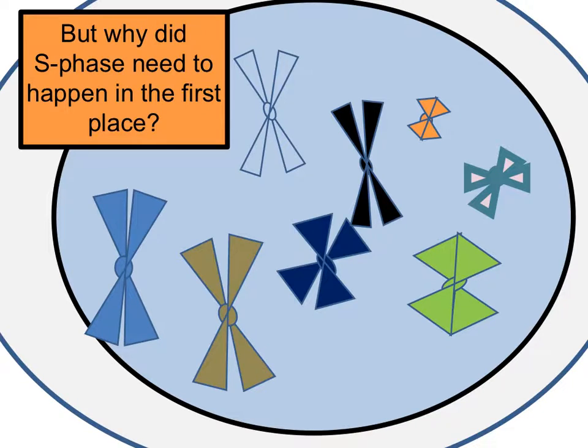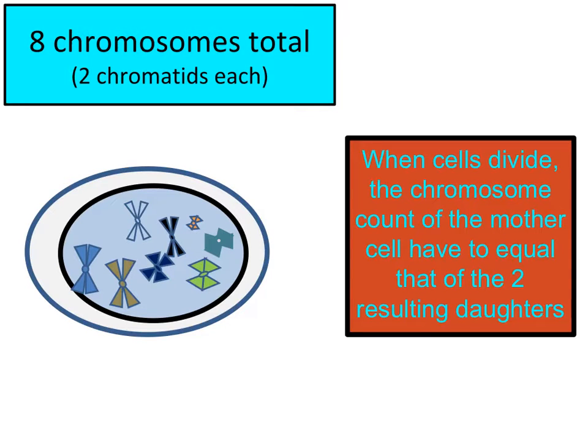But why did the S phase need to happen in the first place? So I kind of alluded to it a second ago. But why did we need to do S phase again? Well, when cells divide, the chromosome count of the mother cell has to equal that of the 2 resulting daughter cells. So when mom splits in 2, you have to have the same number of chromosomes that started in mom as is in the daughters.